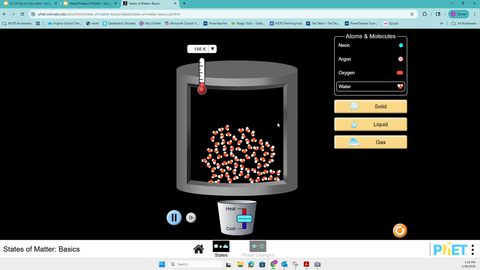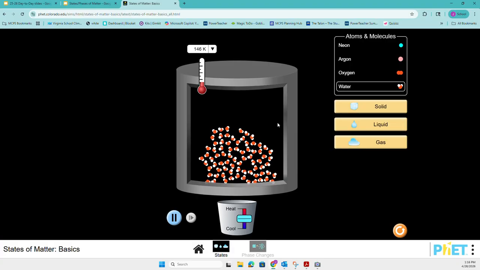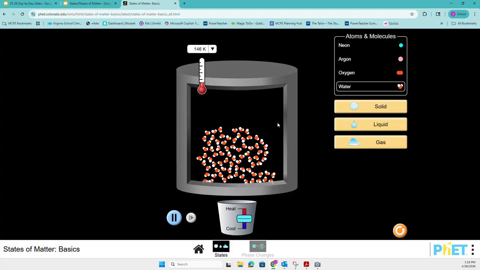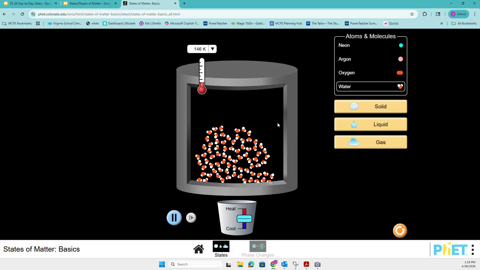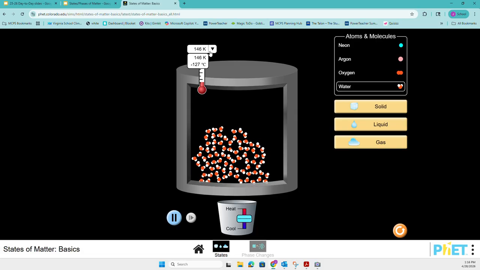Now, there's a couple things that we got to look at here. One, if we're looking at a thermometer here, my thermometer says 146 Kelvin. Has anyone used degrees Kelvin before? No. Usually what we see on a regular basis is Fahrenheit, or if you leave the country, you may see things in Celsius. So either degrees F or degrees C. Now I'm going to show you guys a little bit later how to calculate Kelvin. But 146 Kelvin is negative 127 degrees Celsius.